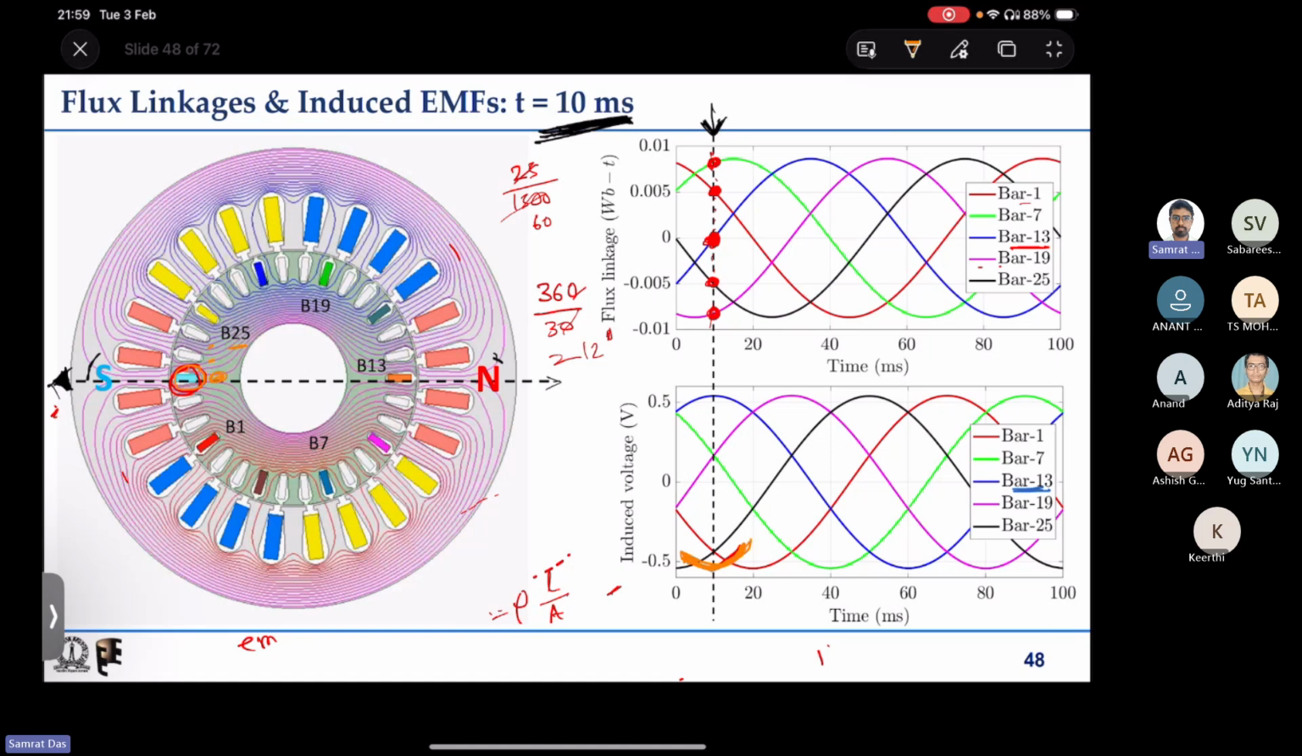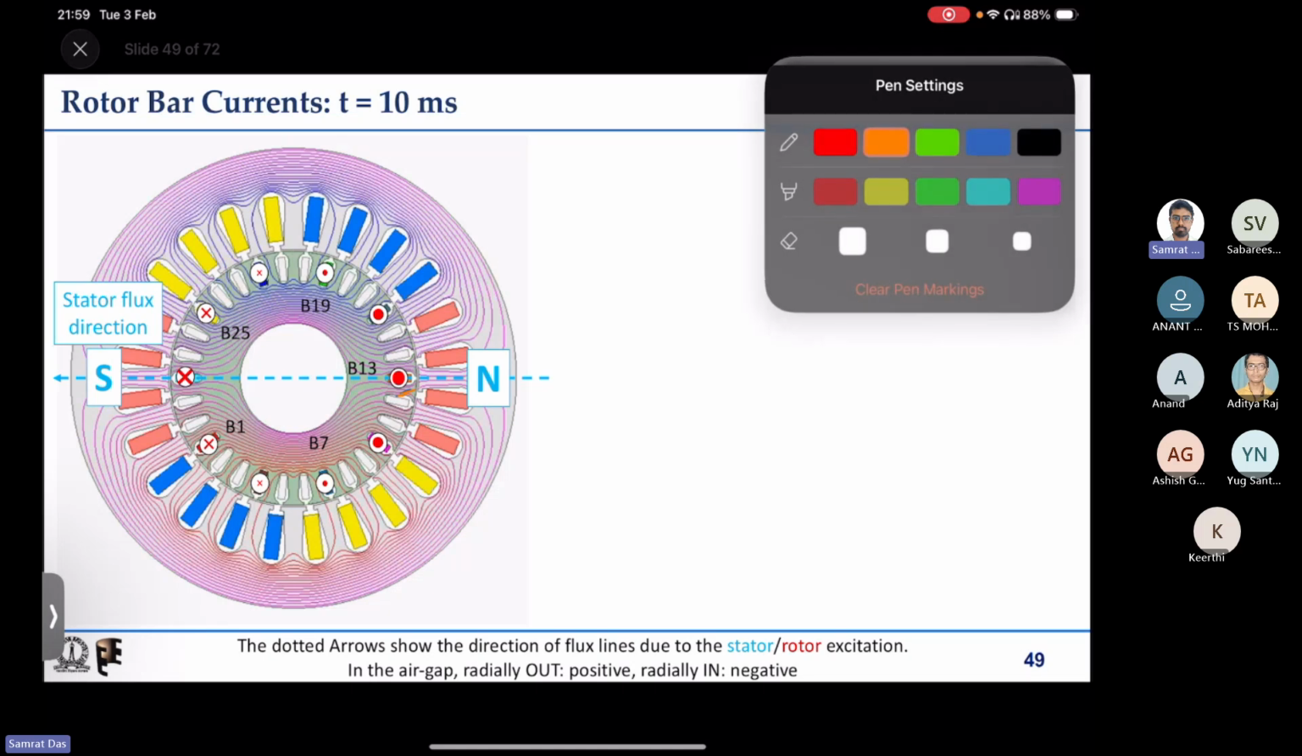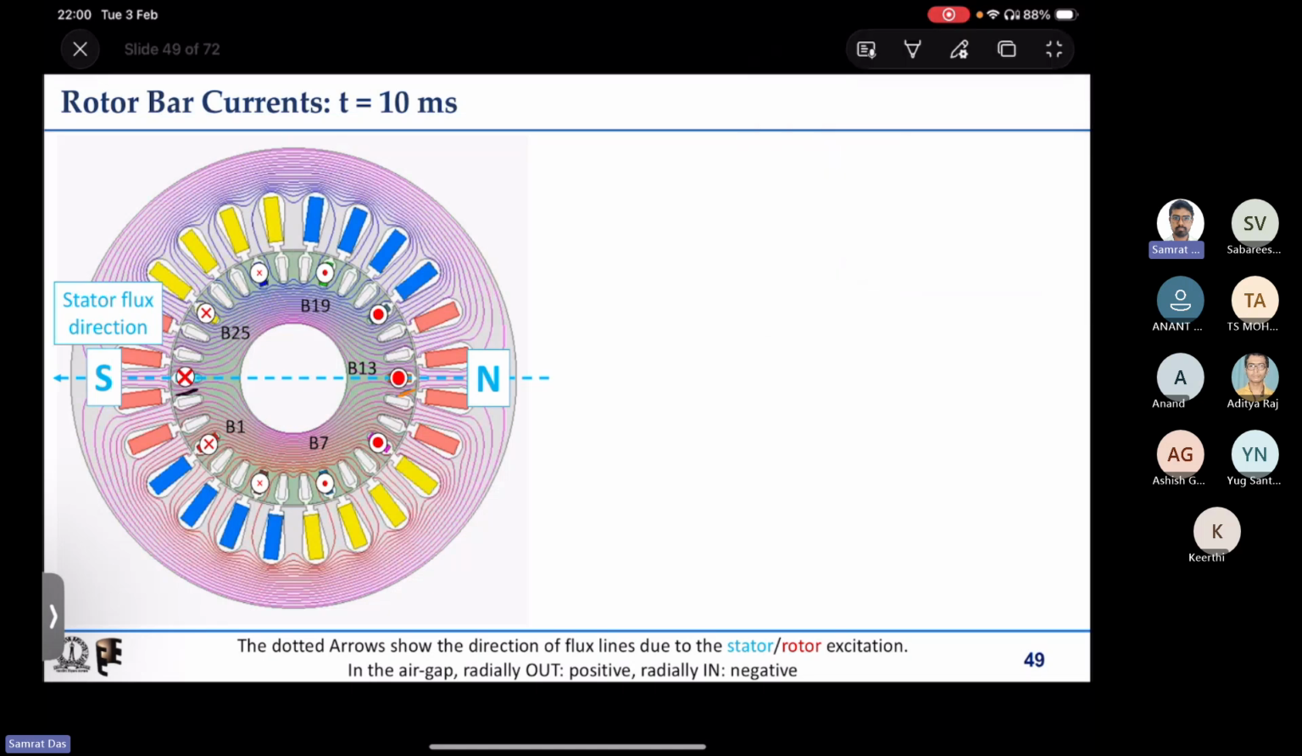flux linkages are. They are basically phase shifted from each other, and because these are opposite to each other, that is 180-degree phase shifted, if one is having a peak, another will have a negative peak. That is as simple as that. So because bar 13 is having a positive peak, the bar opposite to that, bar 28, I have to put a cross.